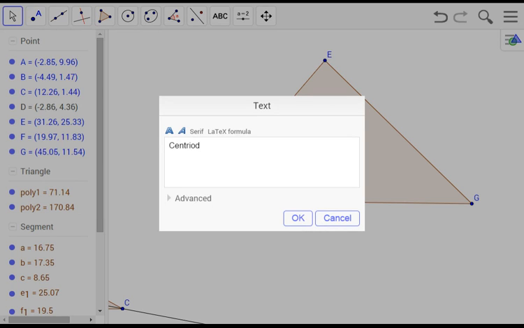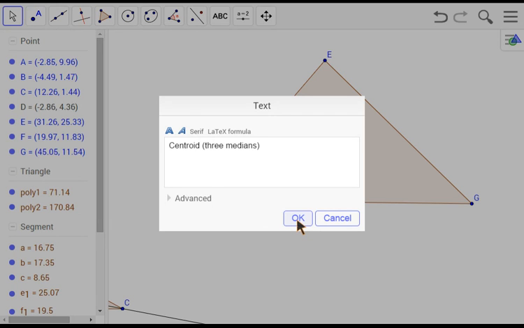Now, I spelled it wrong. C-E-N-T-R-O-I-D. This is the intersection of 3 medians. And you can remember the median construction from before.